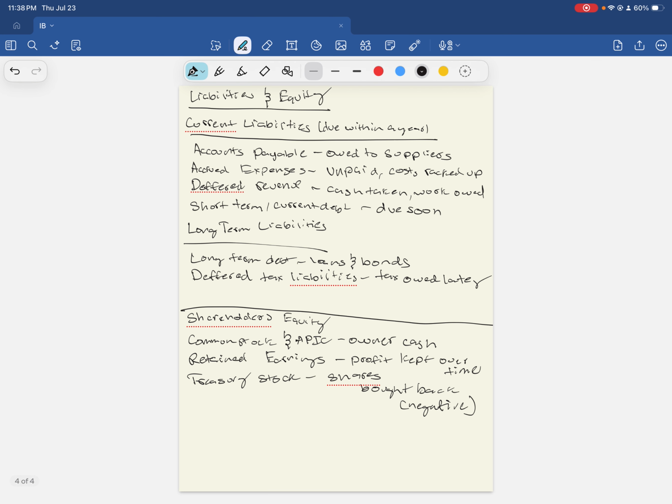Let's go to liabilities and equity. For your current liabilities, you have your accounts payable, accrued expenses, deferred revenue, short-term debt, and we come down to our long-term liabilities. We have our long-term debt and our deferred tax liabilities. Then under it, we have our shareholders' equity. You have common stock, APIC, additional paid-in capital, retained earnings, and your treasury stock.